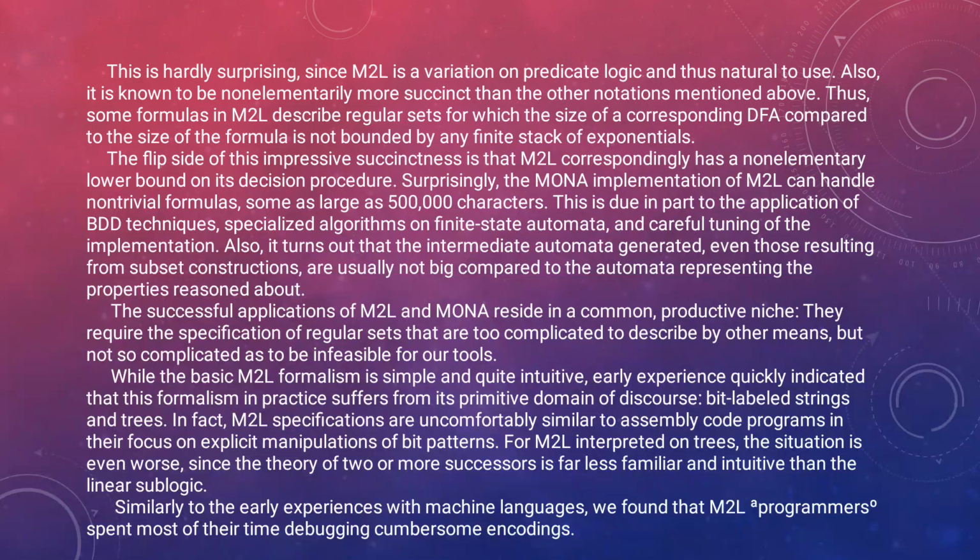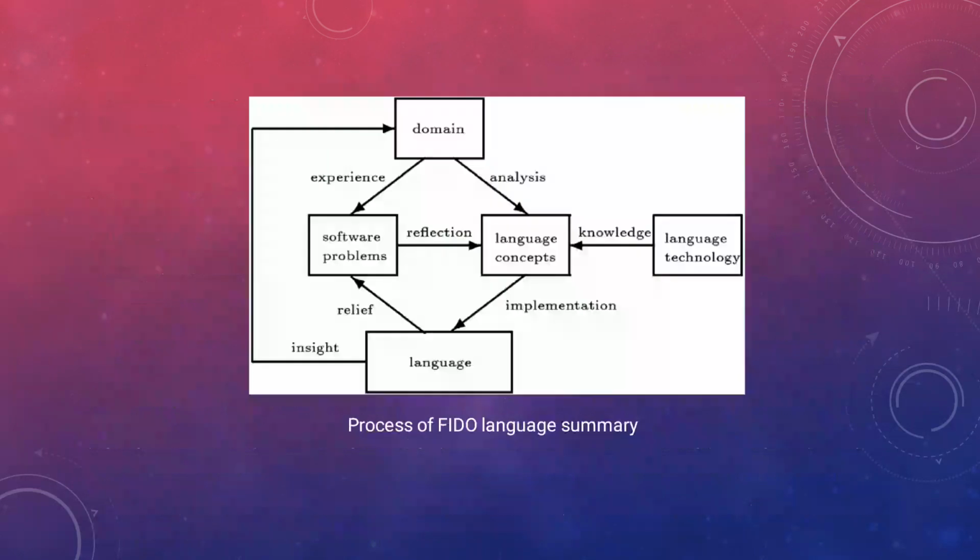Surprisingly, the MONA implementation of M2L can handle non-trivial formulas, some as large as 50,000 characters, 5 lakh characters. This is due in part to the application of BDD techniques, specialized algorithms on finite state automata, and careful tuning of the implementation. The successful applications of M2L and MONA reside in a common productive niche. They require the specification of regular sets that are too complicated to describe by other means, but not so complicated as to be infeasible for our tools. Similarly to the early experiences with machine languages, we found that M2L programmers spent most of their time debugging cumbersome encodings. Here we can see the FIDO language summary.